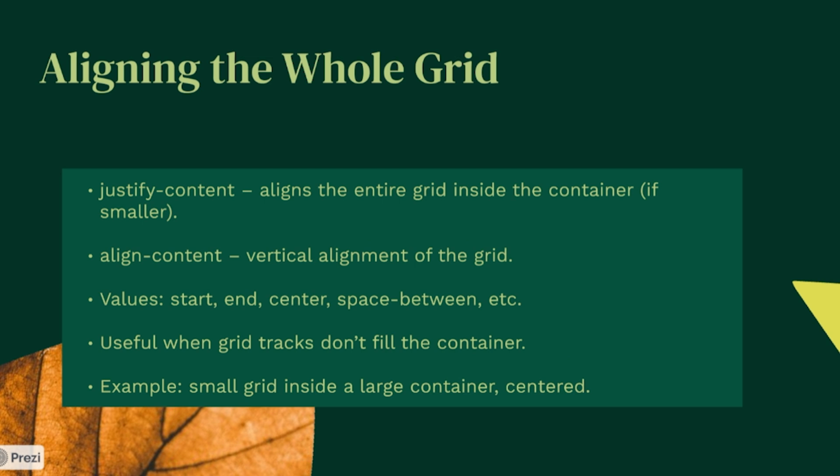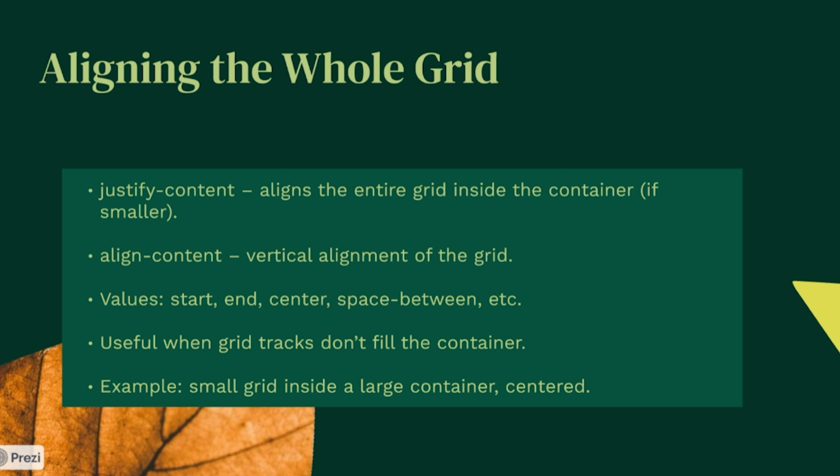Aligning the whole grid. So far we have aligned items inside the cells. But what if we want to move the entire grid itself? We use justify-content and align-content. Justify-content controls the horizontal position of the entire grid inside the container.